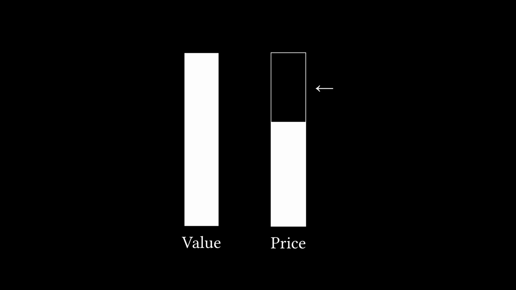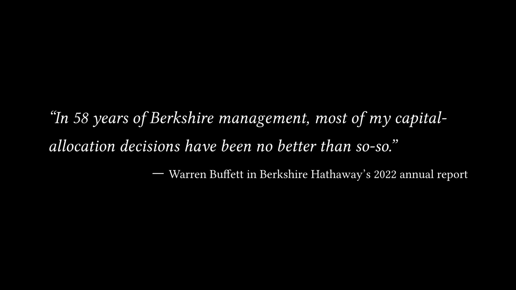So how does Buffett handle it? I think he does it by thinking. He said it himself that he mostly spends his time reading biographies and thinking. His feedback loop is in his head. He runs the feedback loop there. But still, he is also the first to admit that he is often wrong. "In 58 years of Berkshire management, most of my capital allocation decisions have been no better than so-so." So here we have one of the best investors of all time. And still, he makes many mistakes. I think that's just another example of how slow feedback loops can be a problem.